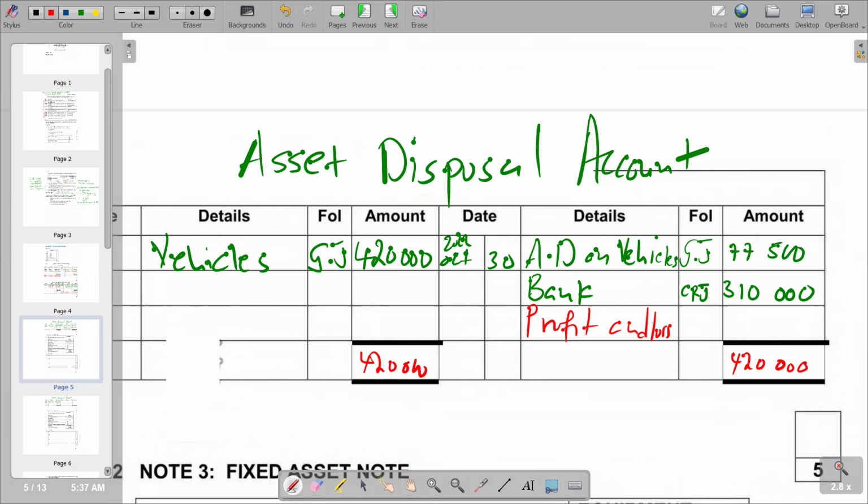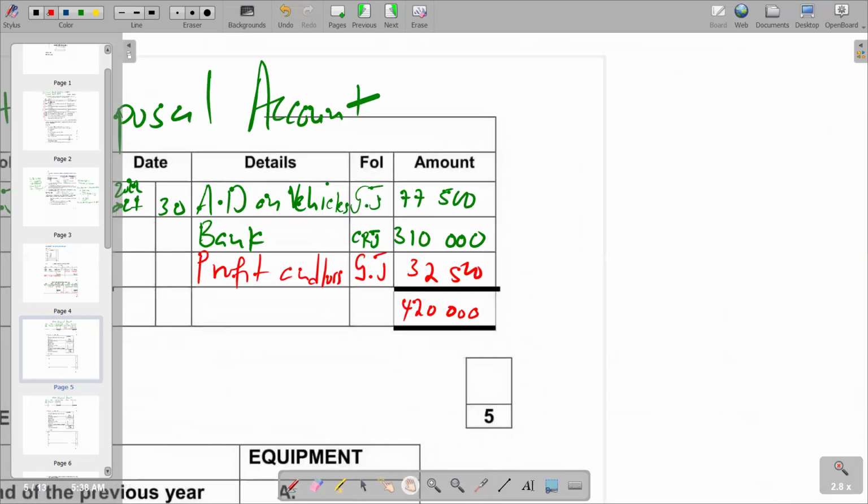And the profit and loss, we find it in the general journal. So we say general journal. We said 420,000 minus 310,000 minus 77,500, and we are going to get 32,500. So here we put 32,500. The double entry involved with this profit and loss, we can take note, is that we have credited the disposal, and the debit is profit and loss.